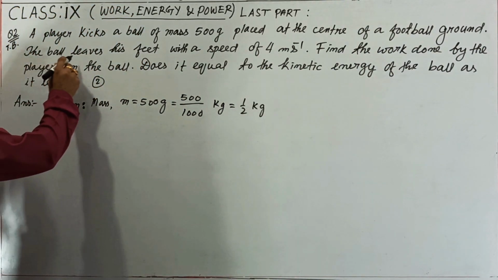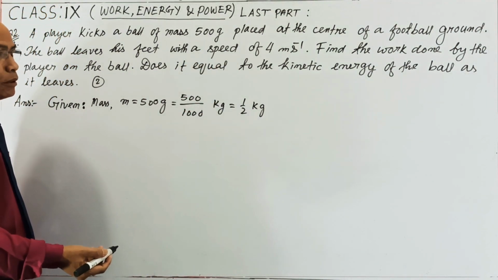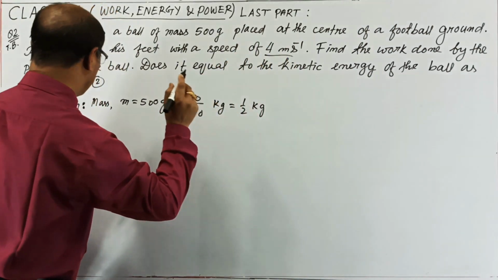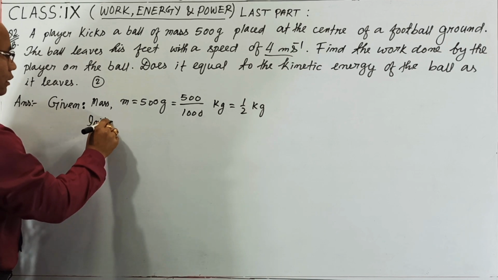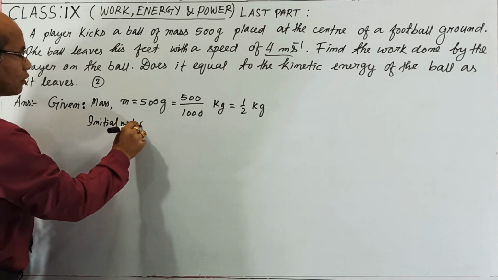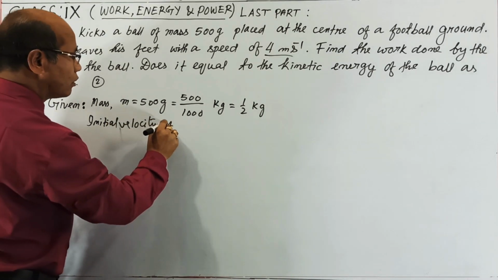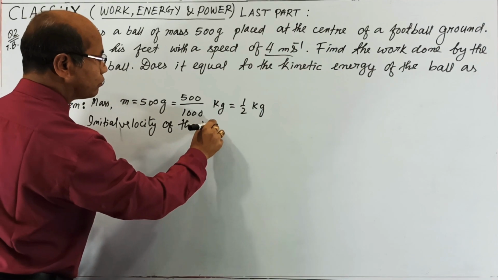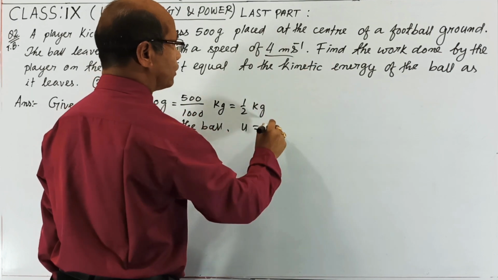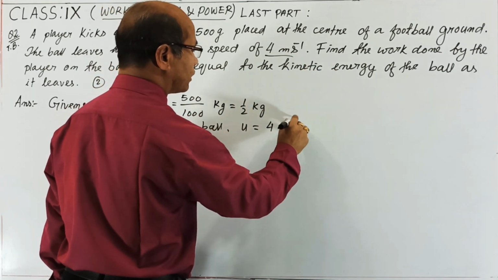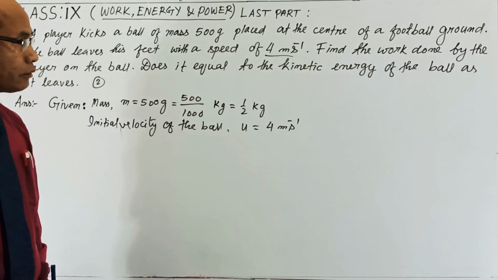The second one is initial velocity. Initial velocity of the ball, the symbol is u, is 4 meters per second. Meter per second is the SI unit, so no conversion is needed.